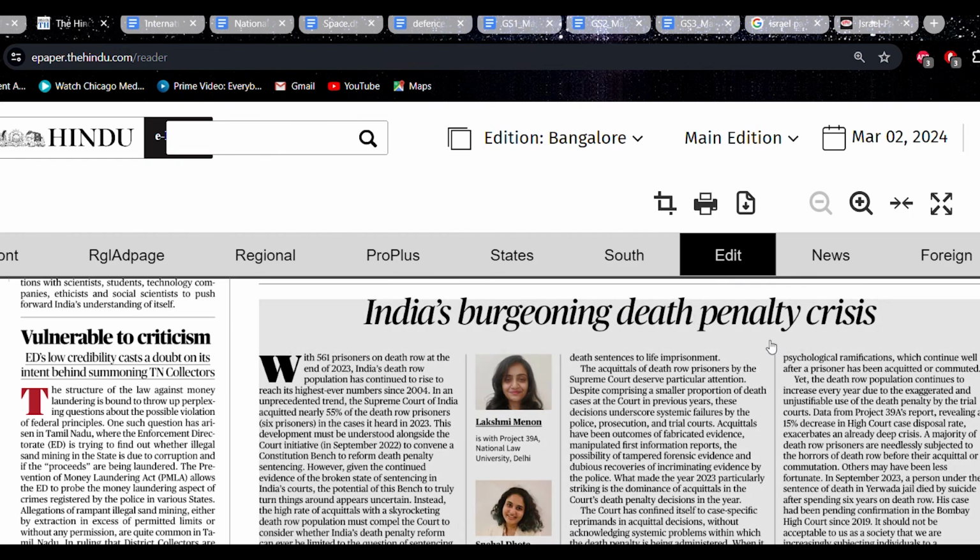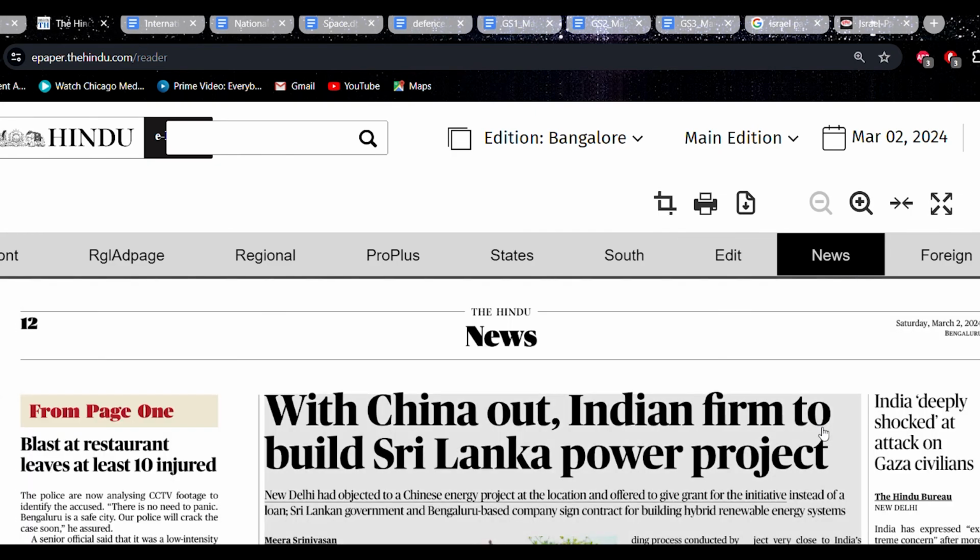So first you have to Google death penalty, UPSC, what are the various cases associated with this, what is the Supreme Court stand on death penalty. See here, with 561 prisoners on death row at the end of 2023, India's death row population has continued to rise. Okay, so this sentence you can drop in your mains exam if there is a question on death penalty. So similarly, read this and come to the next portion, that is news.